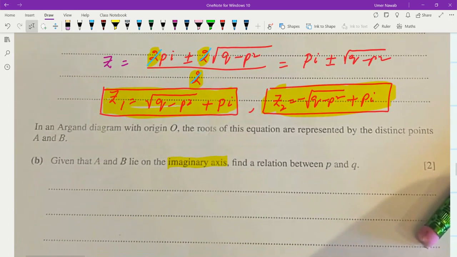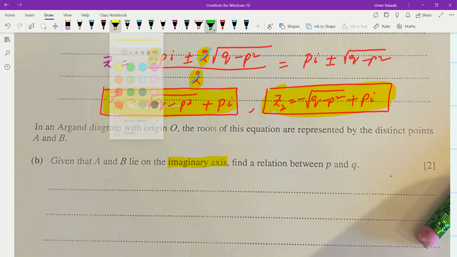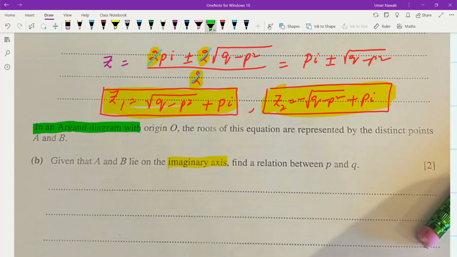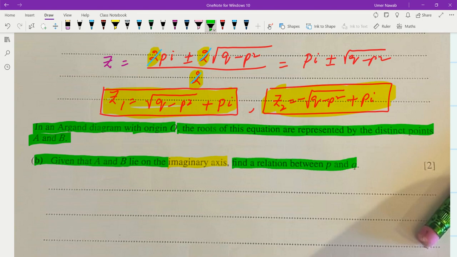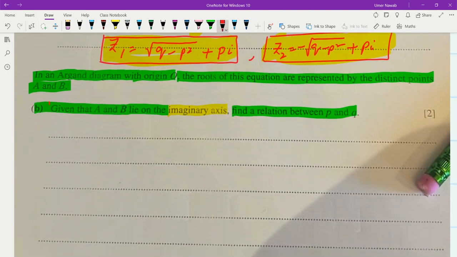Now read the instructions of the second part. He said that in the Argand diagram with origin O, the roots of this equation are represented by the distinct points A and B. Given that A and B are on the imaginary axis, that is the y-axis, find the relationship between p and q. So Taha, we need to use this condition given by the examiner, that A and B are on the imaginary axis.